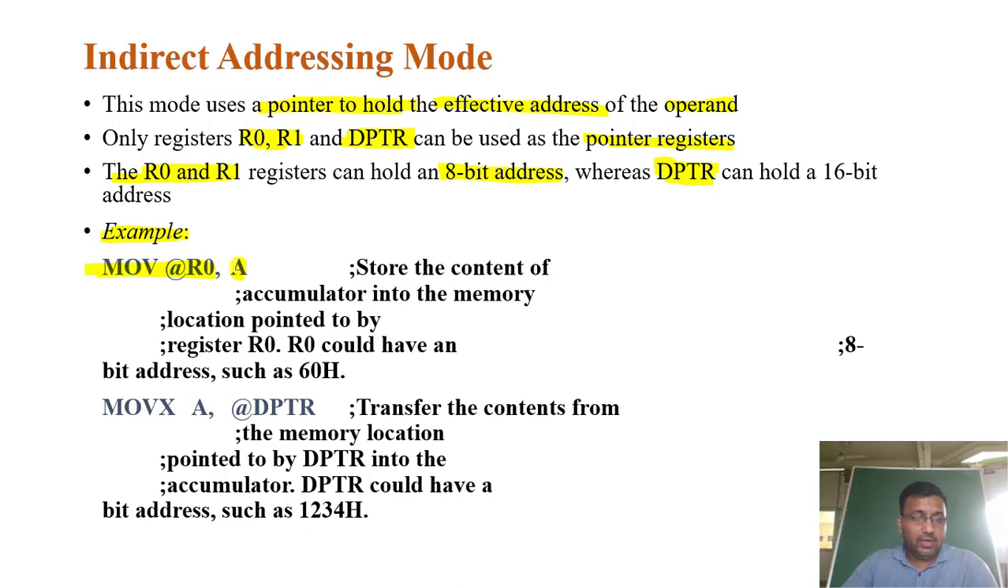Okay, so what it will do, it will load the accumulator with the pointer presented by R0. It stores the content of the accumulator into a memory location pointed by R0. So R0 could have an 8-bit address such as 60H, and it will move the accumulator data onto 60H.